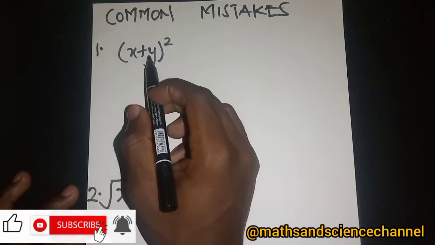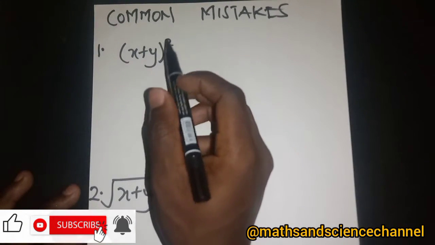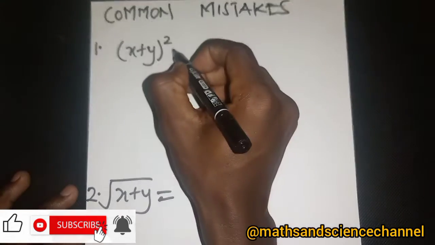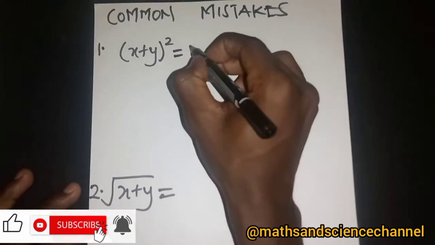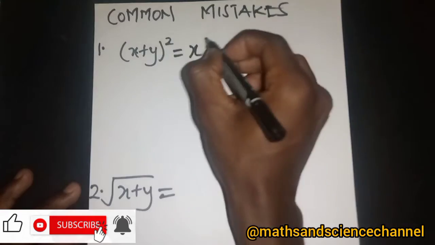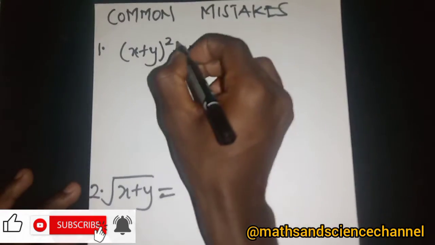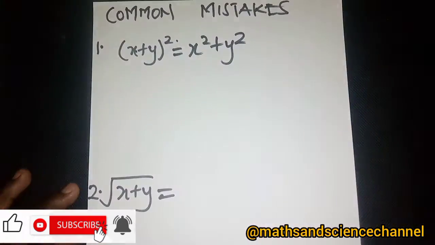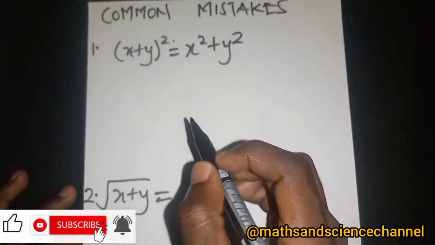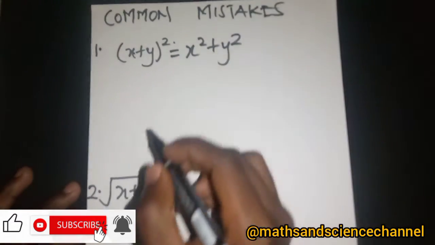Now we have (x + y) in a bracket, all to the power of 2. Let's expand this. Expanding this, we take the square of x, then plus, then y also takes the square. So this is just an expansion, but let's look at if this is right.